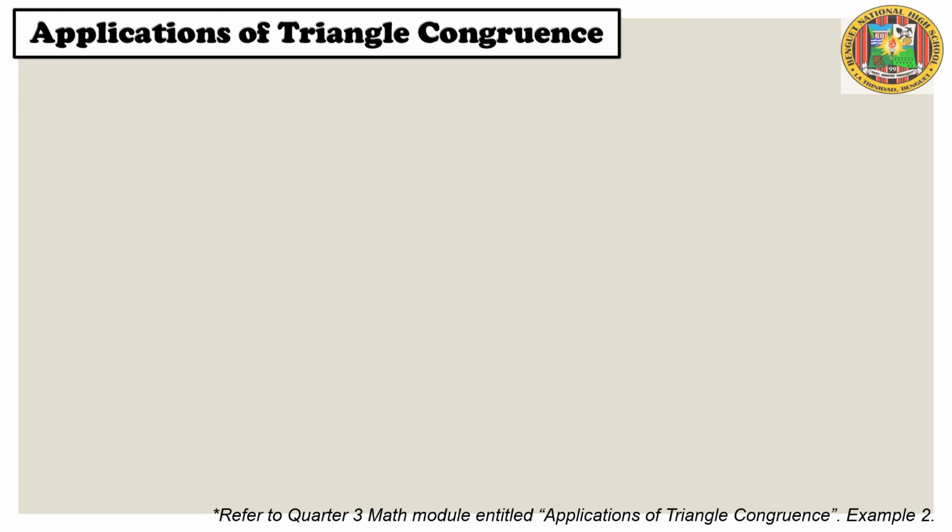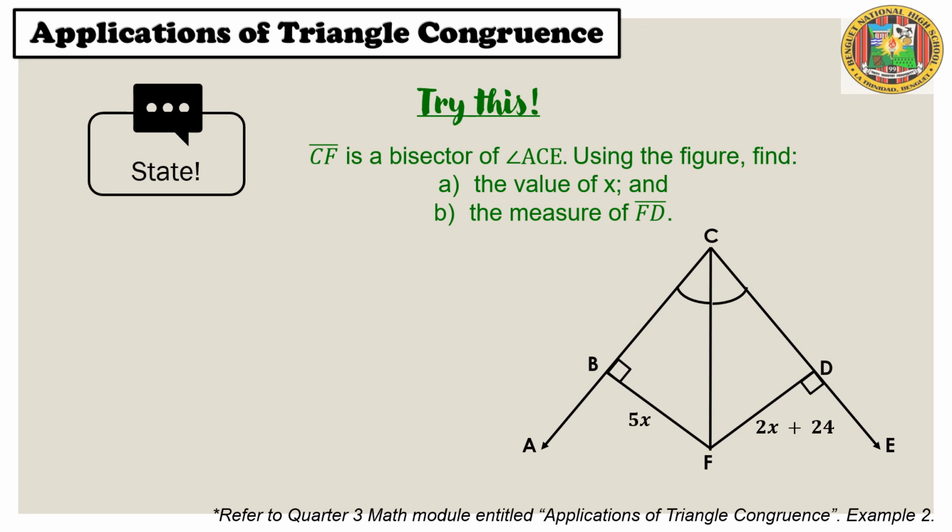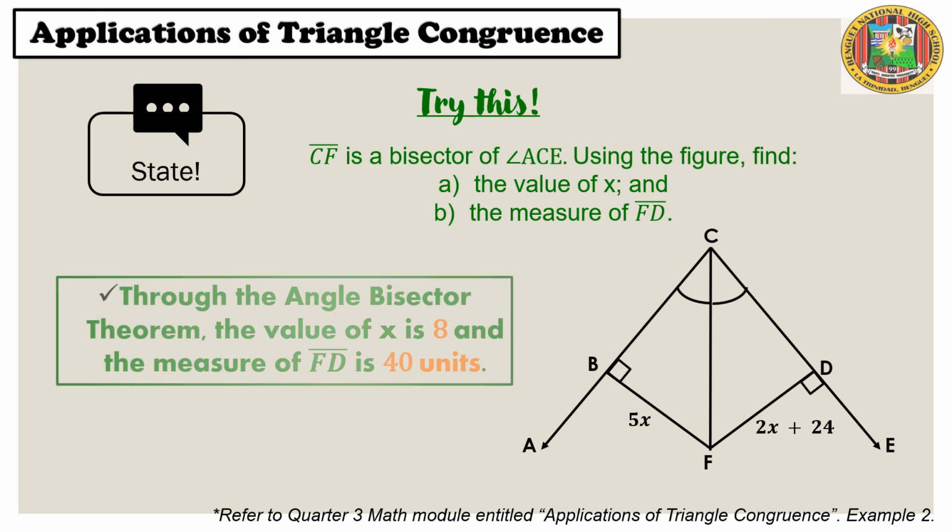Let us state our conclusions. Given the figure where segment CF is a bisector of angle ACE, we use the angle bisector theorem to solve that the value of x is 8 and the measure of segment FD is 40 units.